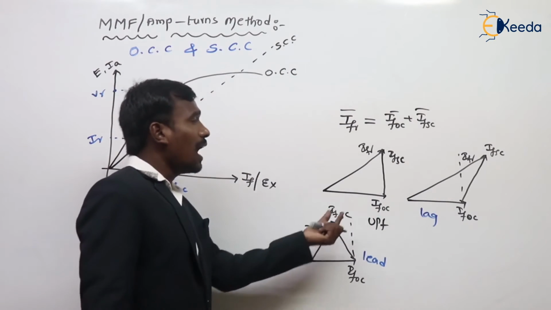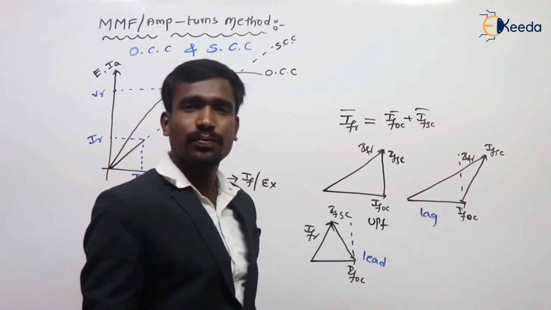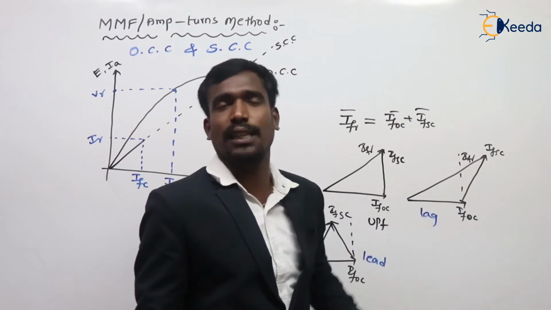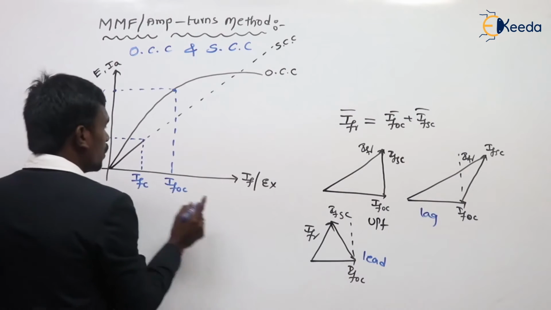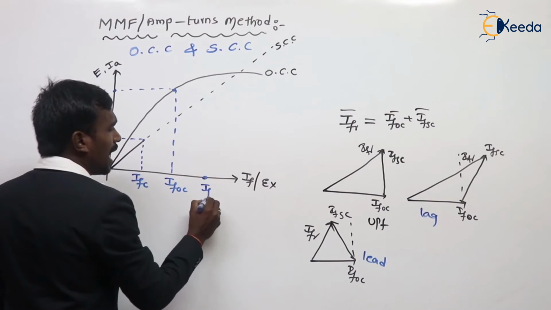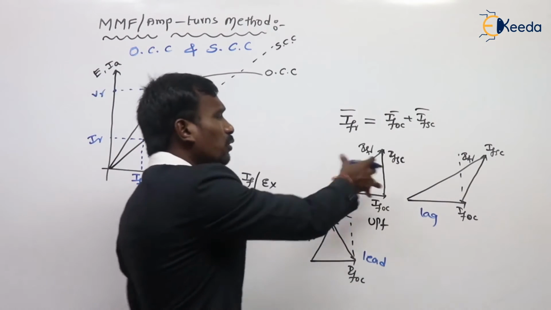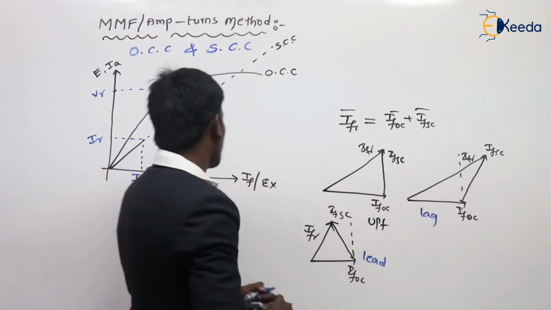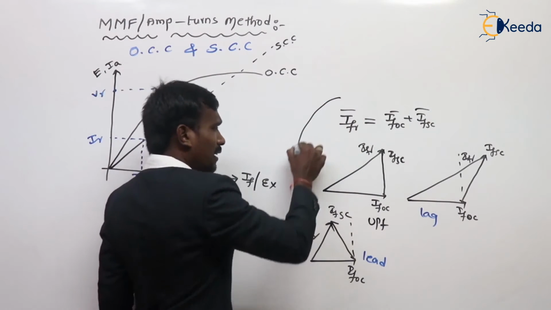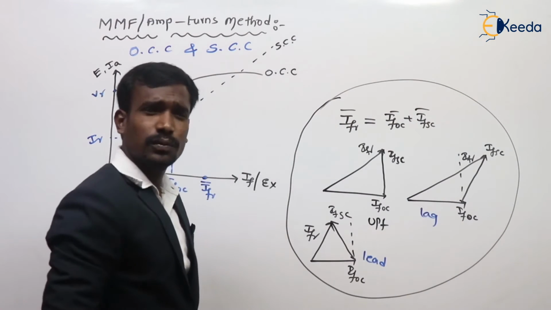Vector sum, this is actually the Ampere-turns sum. MMF sum, we have to make it an MMF sum. So now the sum of these two, for example, this is my IFR, the resultant field current which is derived from these vectors. So calculate IFR by vector sum of these two.